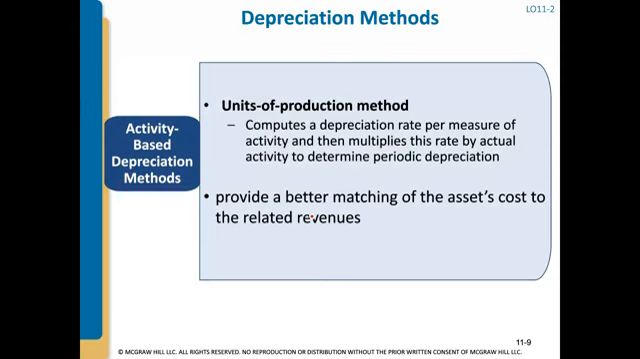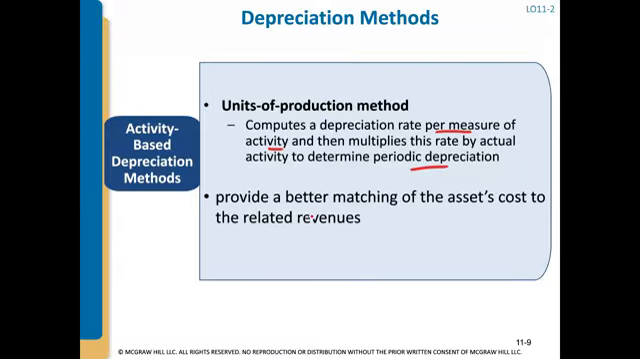The last type of depreciation method we're going to talk about is an activity-based depreciation method called the units of production method. In this method, it computes a depreciation rate per measure of activity, and then it multiplies that rate by the actual activity to determine a periodic depreciation. Now, that's a lot of words. It will make more sense when we go through an example.